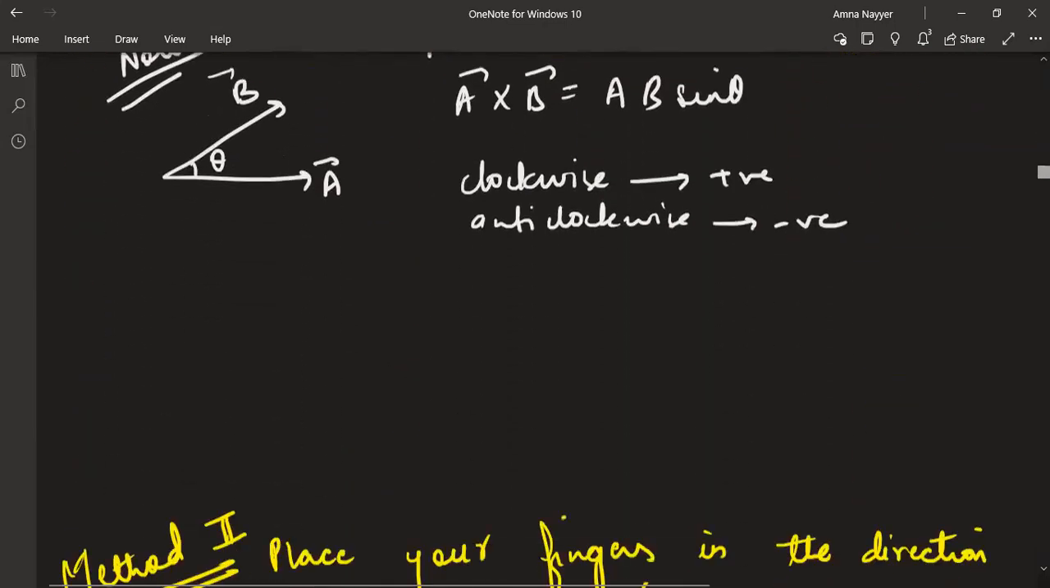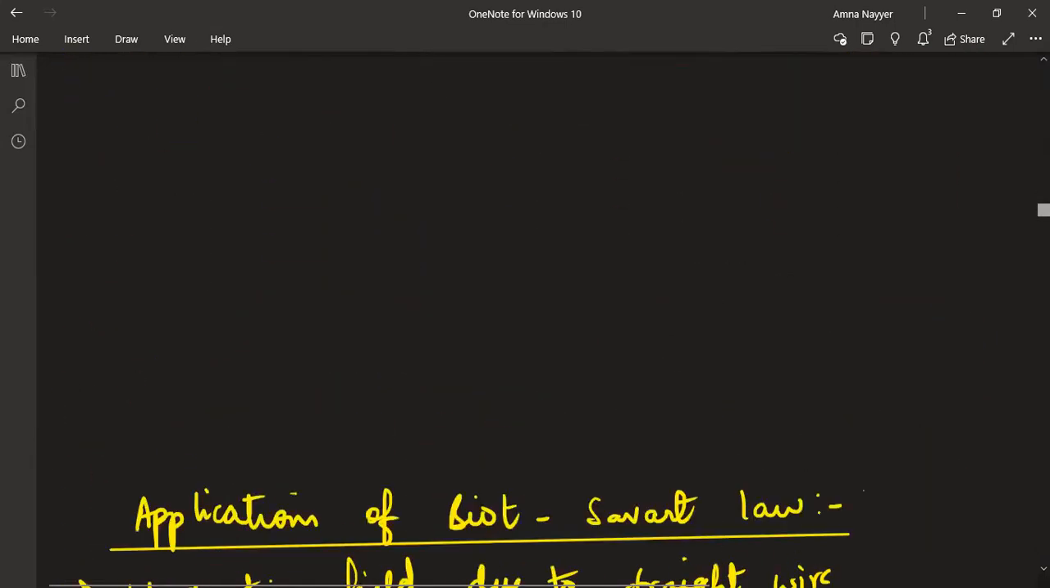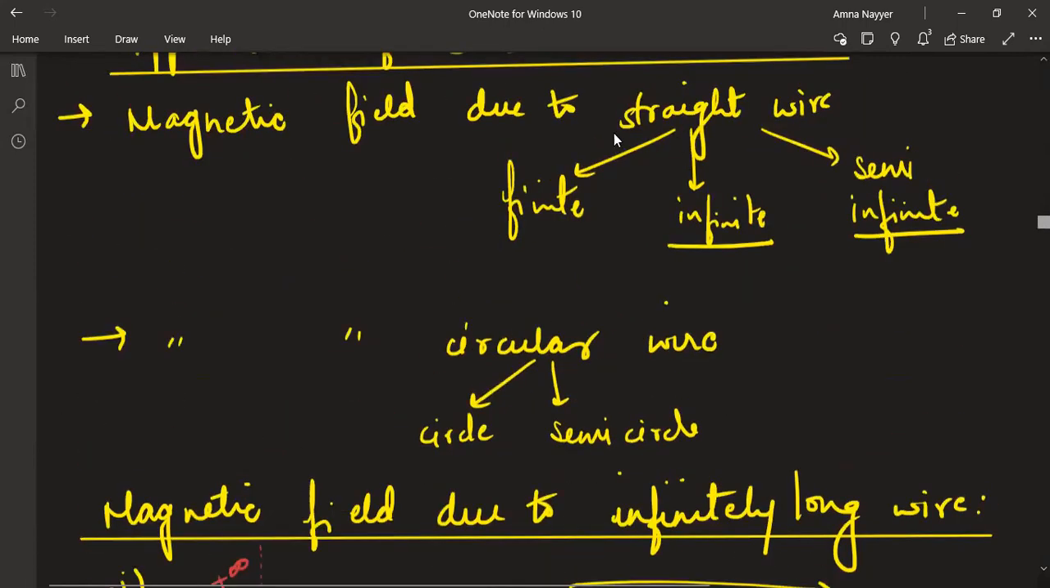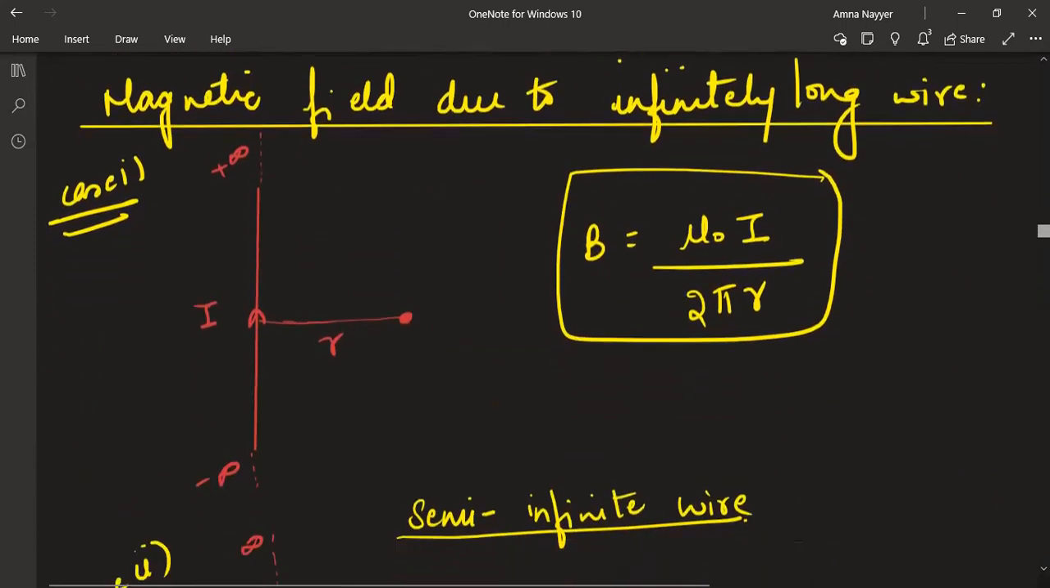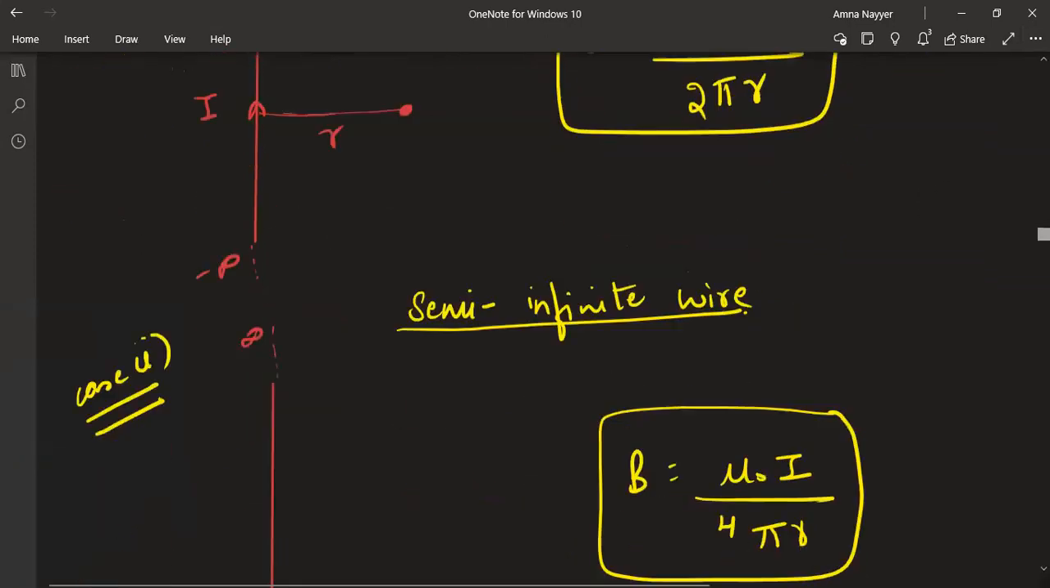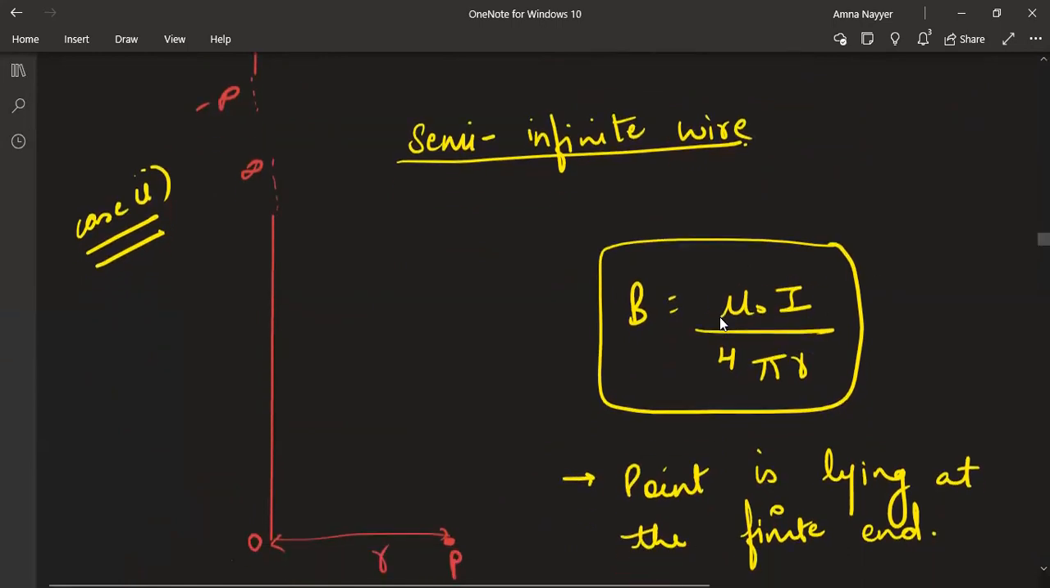All right, right hand thumb rules we have seen. Then the application of Biot-Savart's law is very important, so you have to remember all these values. For an infinitely long wire, the magnetic field will be mu naught I by 2 pi r. And for a semi-infinite wire, semi-infinite means one point is lying at one end and the other end of the wire is stretching up till infinity, the value that time becomes half, mu naught I by 4 pi r.